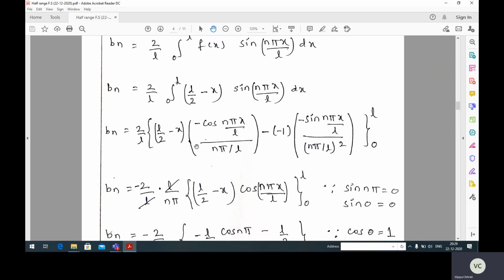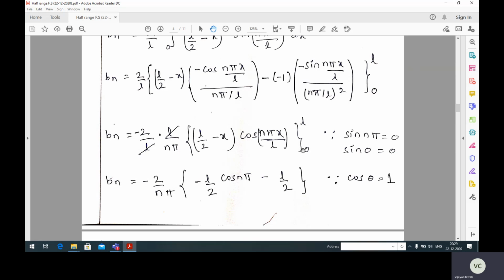Now substitute limits. This 2 by L is as it is. Take this negative sign outside and take the reciprocal of this. So 1 divided by n pi by L will be L divided by n pi, times L by 2 minus x, cos n pi x by L, limits varying from 0 to L, because we substitute the upper and lower limits into this sine function. Take advantage of this sine function. Substitute the upper limit as L, L gets cancelled, sine n pi. Lower limit as 0, sine 0 is 0. For both upper and lower limits, you will get this term as 0.